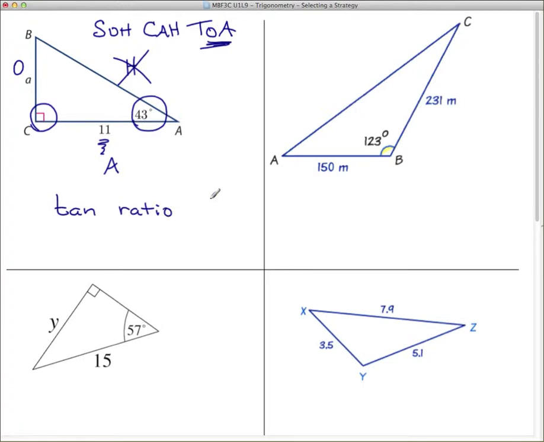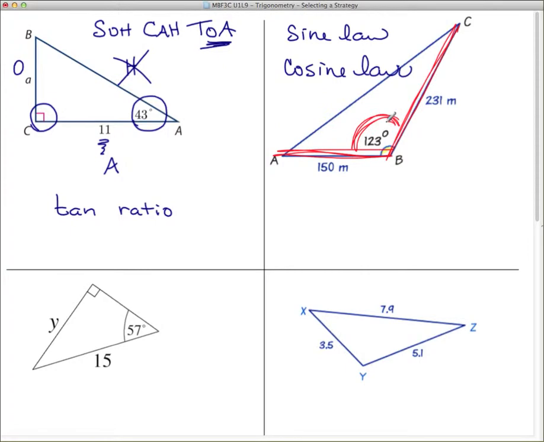Going to the next one, it is not a right angle, so that suggests to me either one of sine law or cosine law. Now remember, the 2 situations for cosine law are the Pac-Man situation and the all 3 sides situation. This one does not have all 3 sides, but if we look rather closely at it, we see the Pac-Man situation. There is this big wide open mouth of Pac-Man gobbling up 123 degrees of an angle.